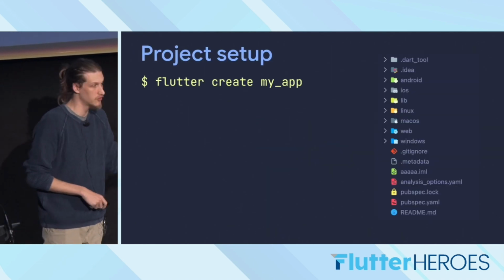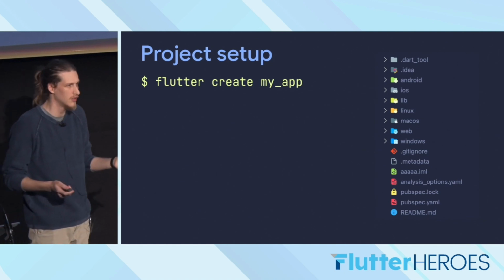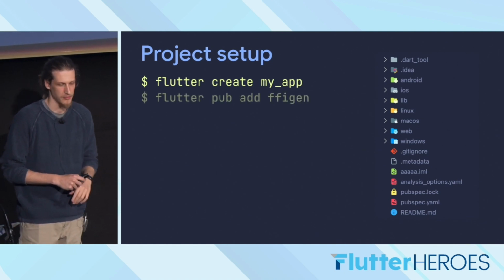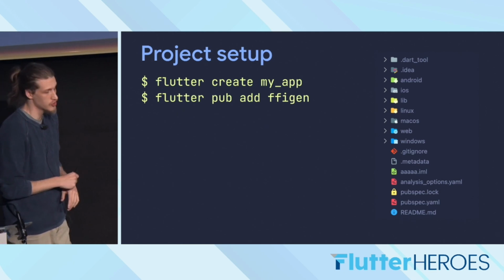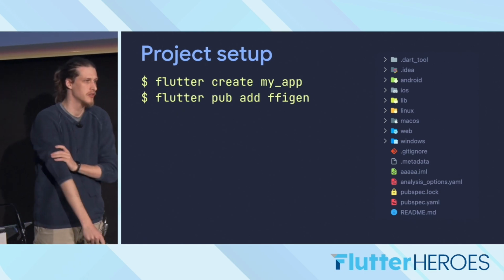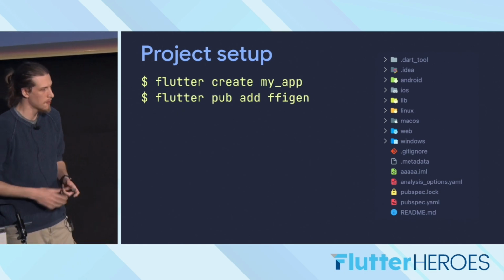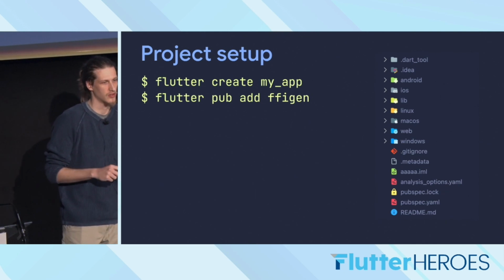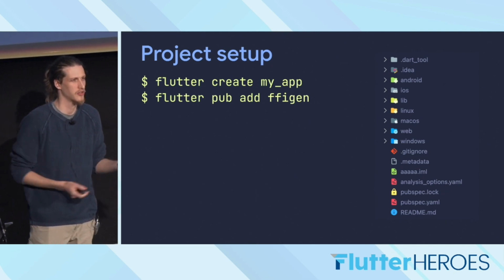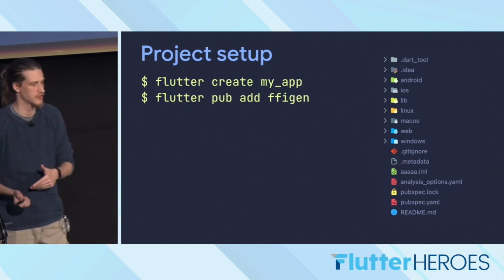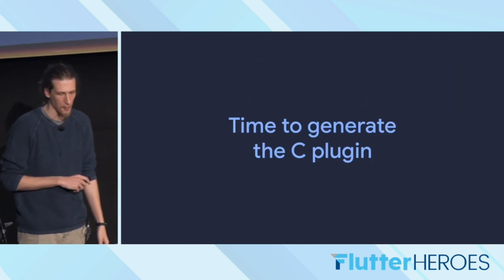As the first thing, we are going to create our project. So we create our Flutter app. And then we add the ffigen package. That package is really useful because it lets you translate your C code into Dart code in order to call the C functions from your Flutter app.